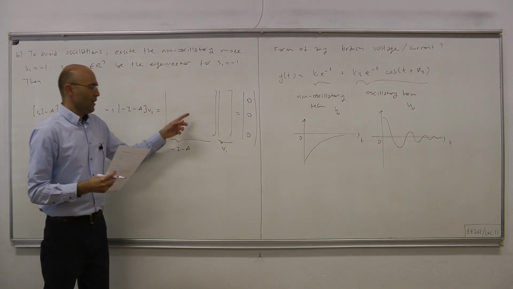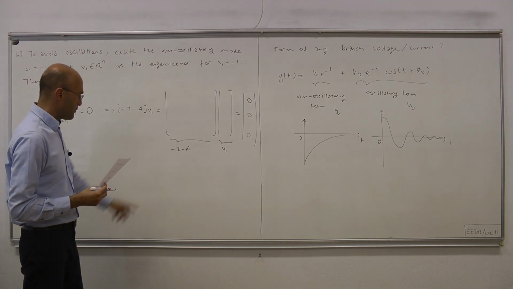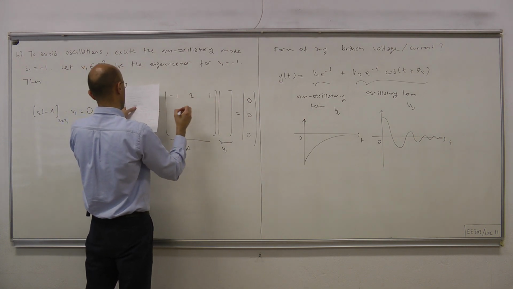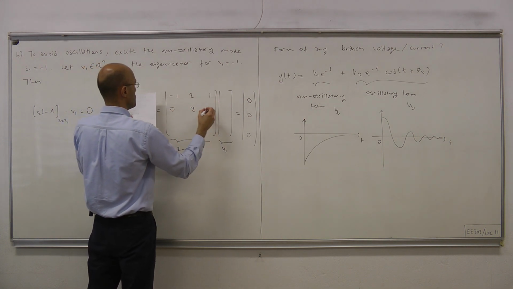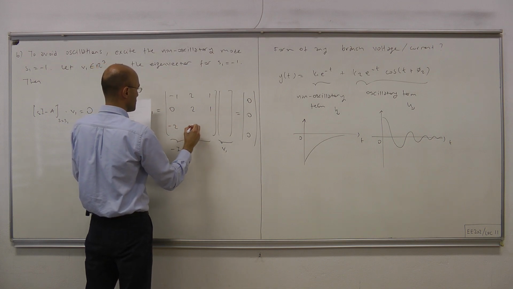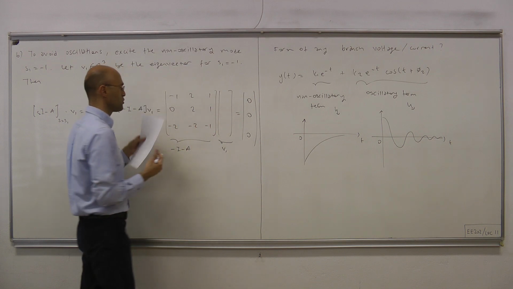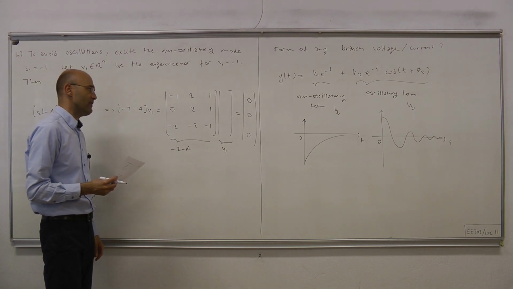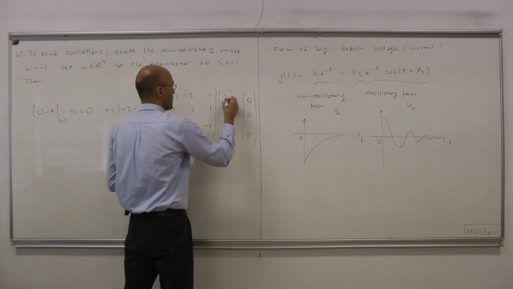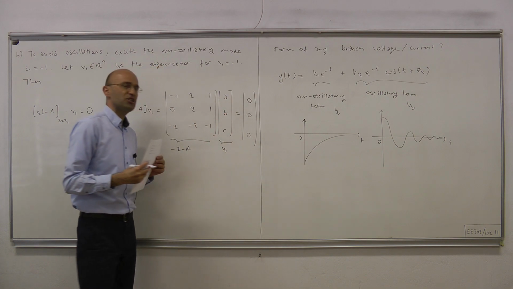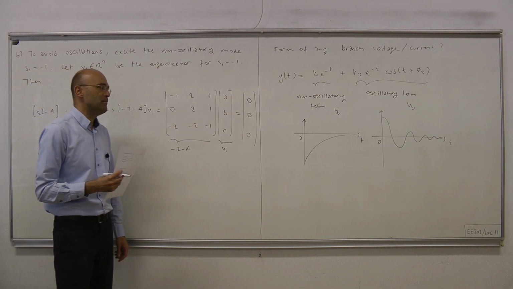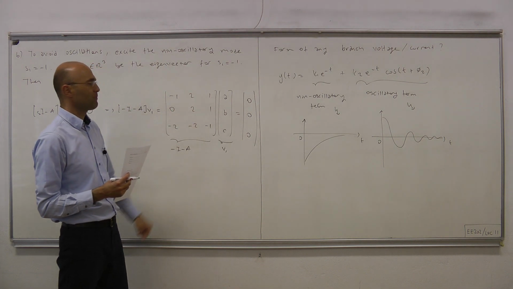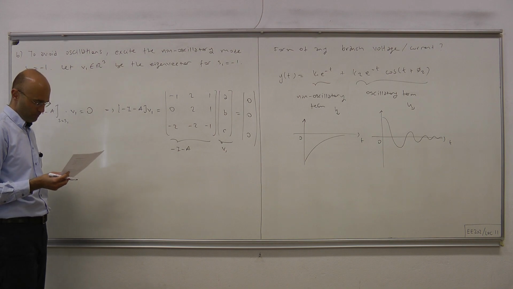Okay. Now, this matrix is [-1, 2, 1; 0, 2, 1; -2, -2, -1]. And V1 is our unknown, at this point, eigenvector. So let's label its individual entries by A, B, C. And now we're going to figure out A, B, C by looking at this equation.